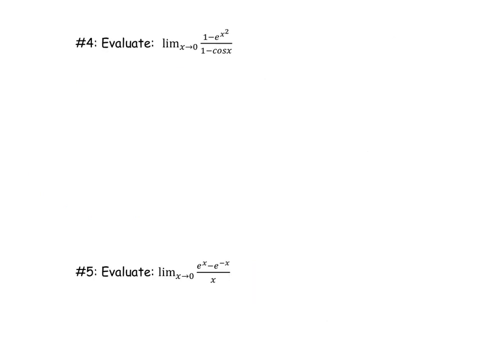Okay, so how do we use these things called the MacLaurin series in order to evaluate limits? Well, first of all, you're going to have to get an indeterminate form. All right, so in this case, limit as x approaches 0 of 1 minus e to the x squared over 1 minus cosine of x. Well, I can clearly see that the limit as x approaches 0 of 1 minus e to the x squared will equal 1 minus 1. And the limit as x approaches 0 of 1 minus cosine of x will also equal 1 minus 1.